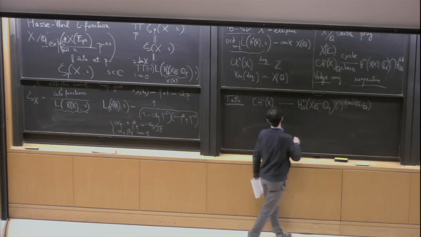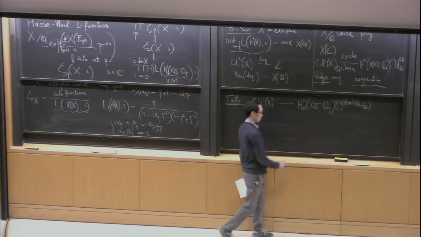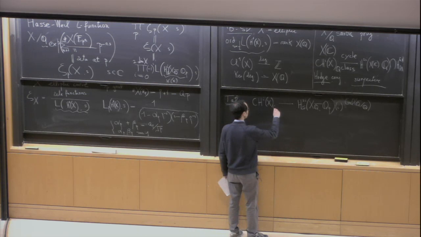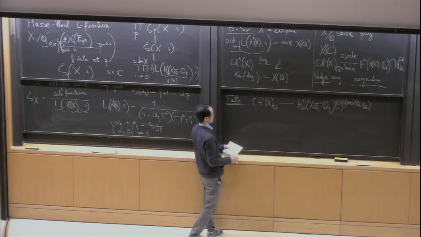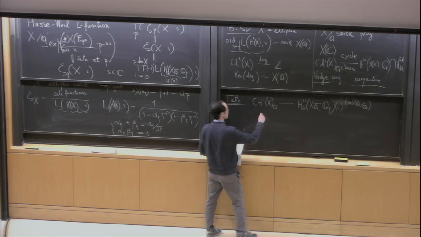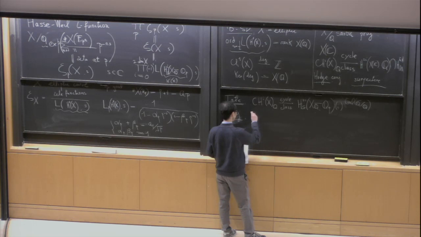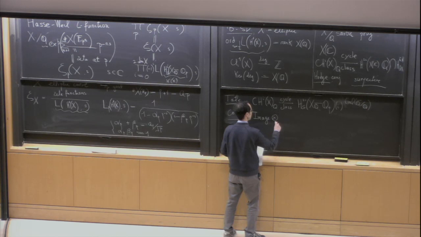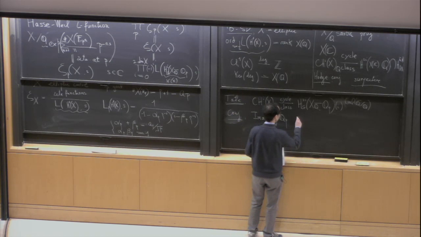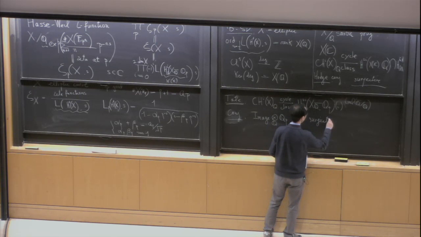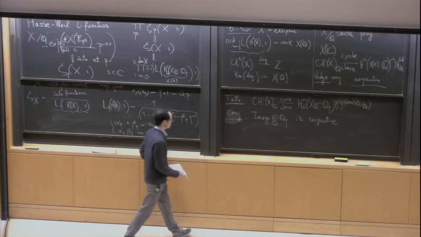So again, the right hand side is a vector space over the p-adic numbers, whereas the left hand side we consider as a Q vector space. Tate made the conjecture, again there's a cycle class map, that the map should be surjective. Well, if you tensor the left hand side with Q_p, the image should span the space of all the Galois invariants.